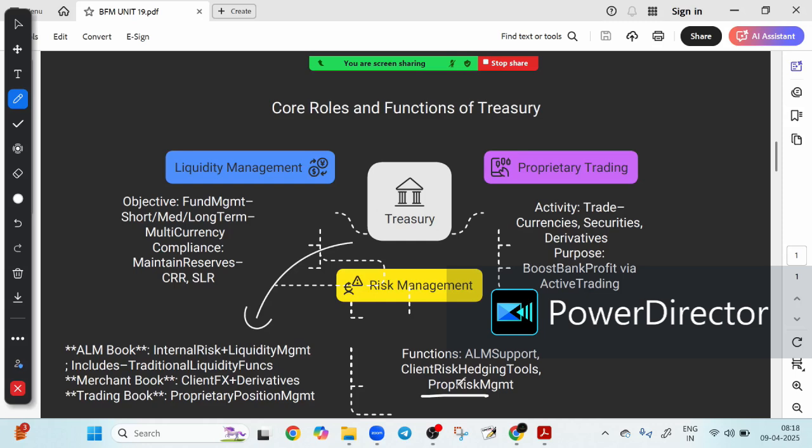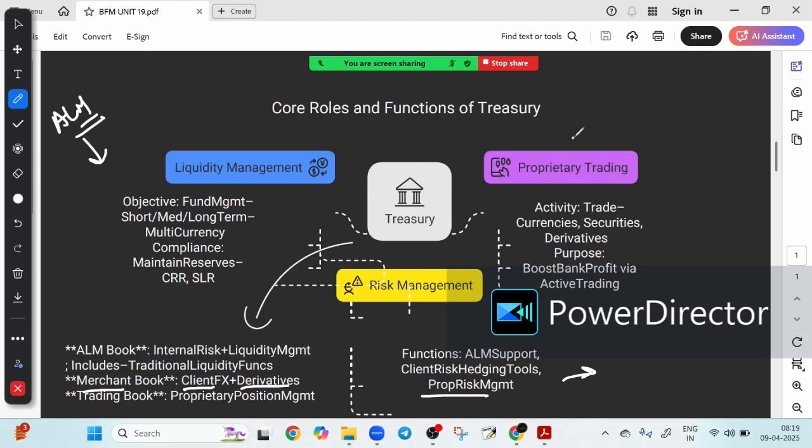And about the merchant book? So basically, I told you now, the liquidity management is a part of the ALM book. Remember, this is very, very important. ALM book, liquidity management. And about risk management, here you can see this risk management is part of the merchant book. Merchant book plays its part. As you can see, merchant book, client forex, means foreign exchange client plus derivative. And it covers foreign exchange transactions and derivative exposure.